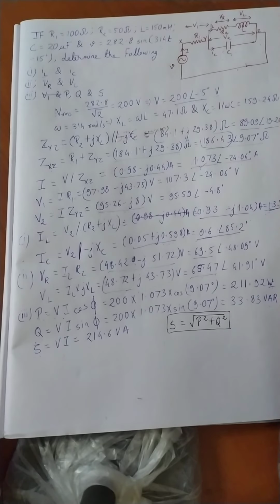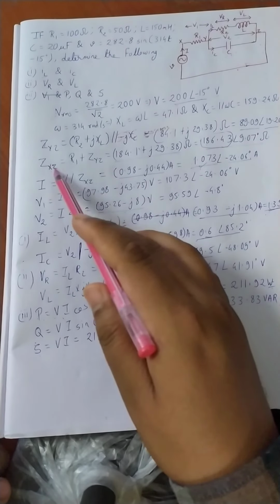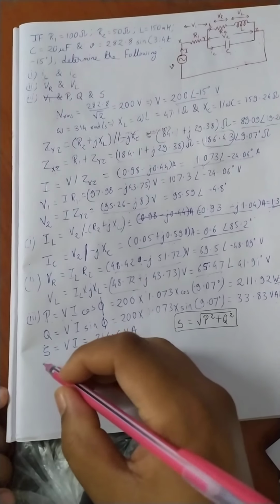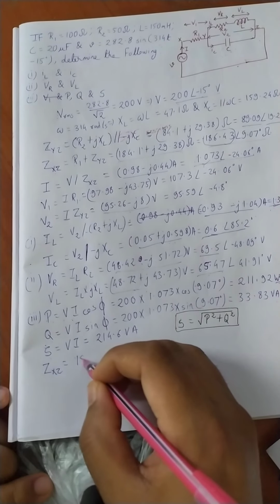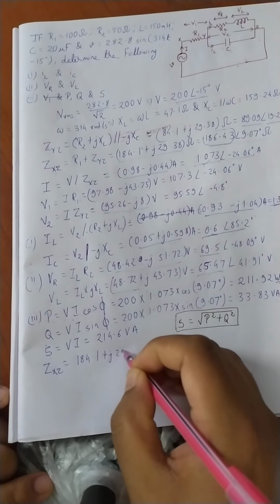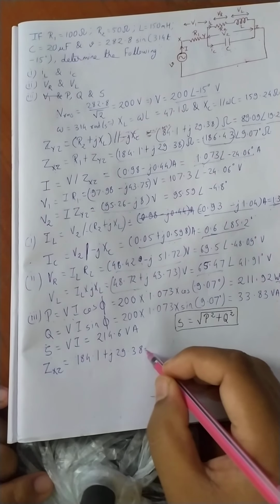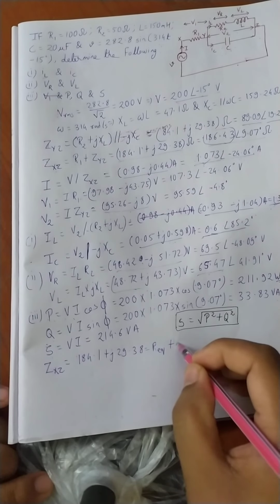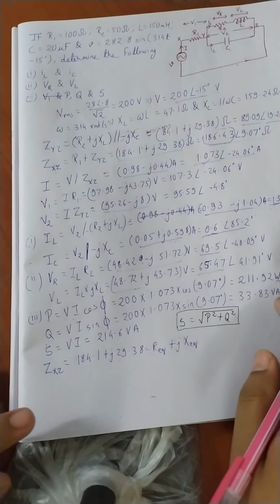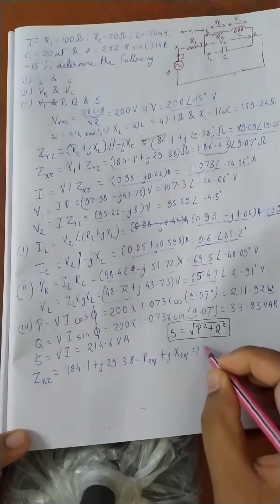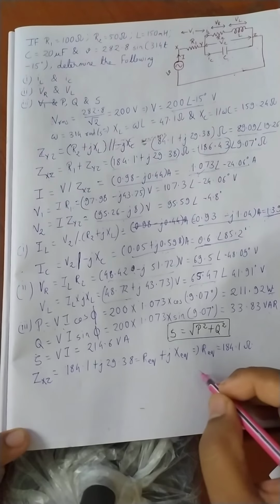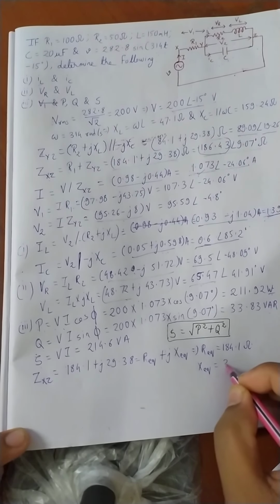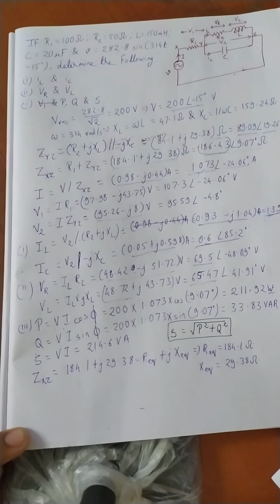Now what we know is that the effective resistance, or I could say effective impedance of the entire section is basically Z equivalent. So what is known to us? That Z equivalent is equal to 184.1 plus J 29.38. So we can say it to be R equivalent plus J X equivalent. So therefore what we can write is that R equivalent should be equal to 184.1 ohm and X equivalent should be equal to 29.38 ohm.